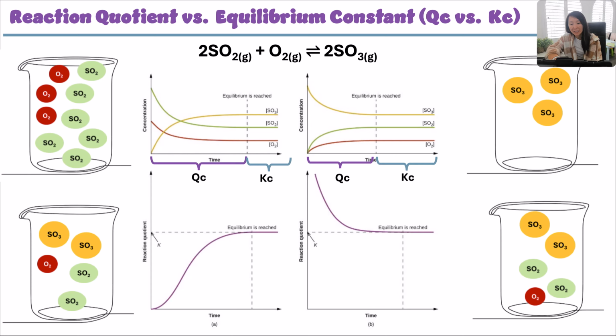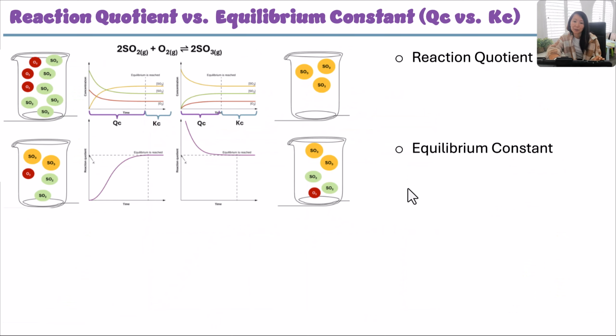Whereas the Kc, this is when equilibrium has happened. Whether we started from the reactant or whether we started from the product as the initial point, it really doesn't matter what the initial point was. In the end, you're going to reach the equilibrium constant, and the value of this one and the value of this one will be the same.